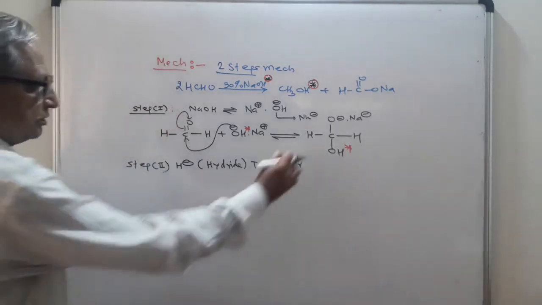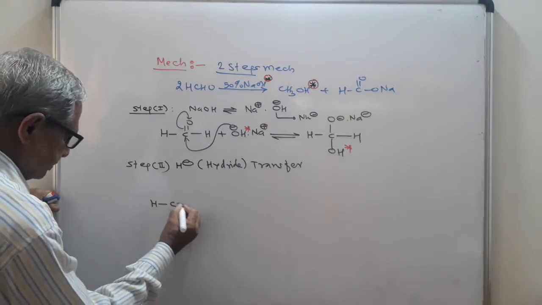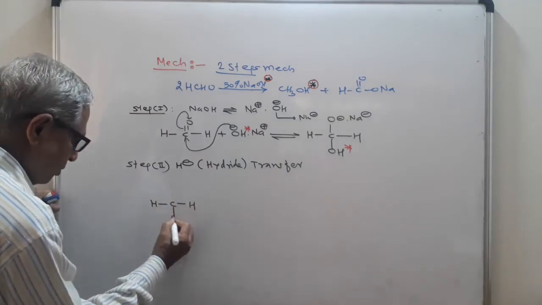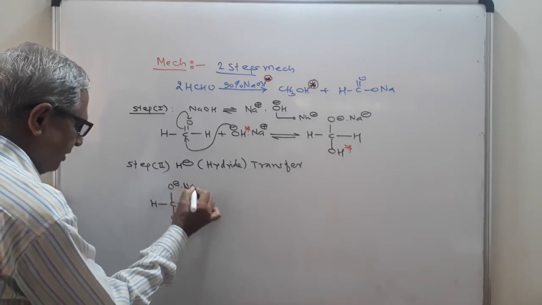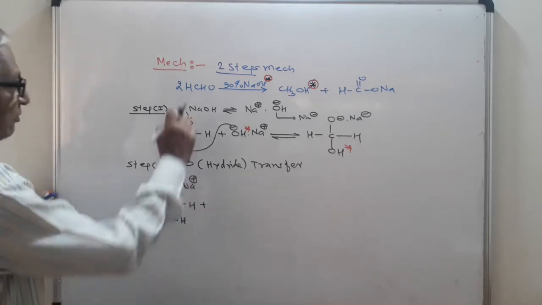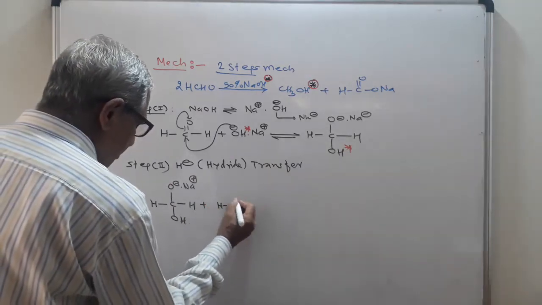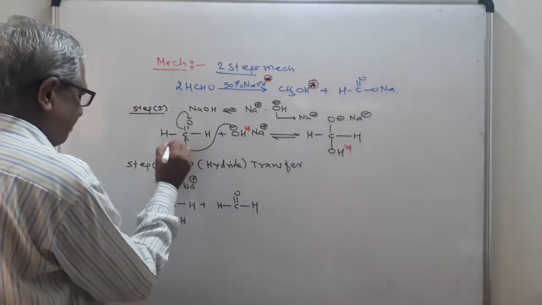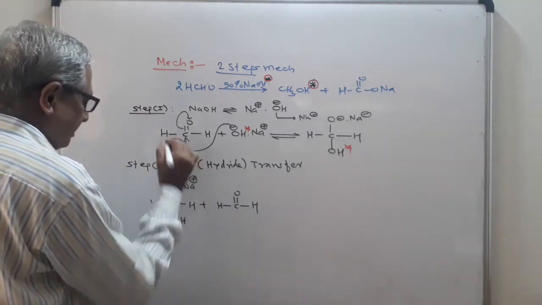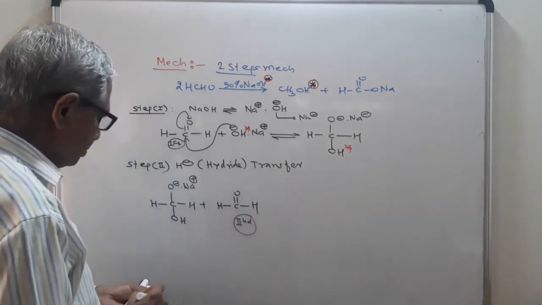Now see, this structure can also be written in this way, HCH OH, then O minus Na plus. It will react with the second molecule of formaldehyde. You can write the second molecule of formaldehyde here, H C double bond O, H. See, this is the first molecule of formaldehyde. This is the second molecule of formaldehyde. Two molecules we are going to use here.